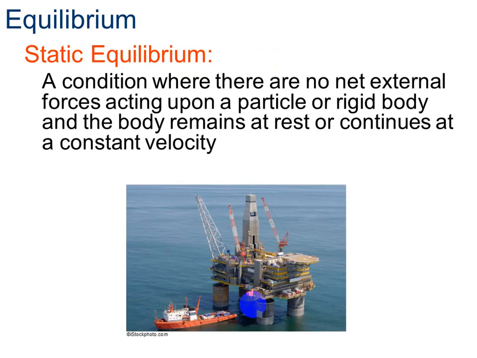So let's talk about this word equilibrium that I threw out in the introductory slide. Equilibrium is a condition where there are no net external forces acting upon a particle or rigid body, and it remains at rest, or it remains at a constant velocity. And remember, rest and uniform motion are the same because rest is a uniform motion where velocity is zero.